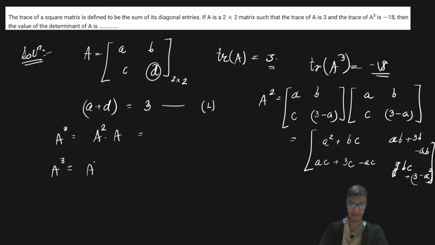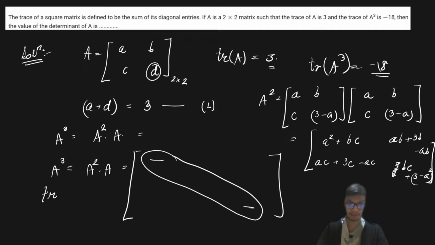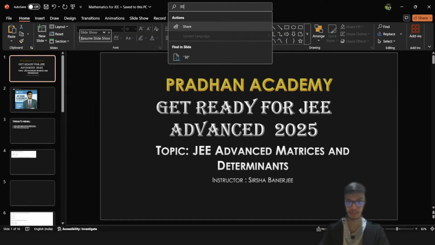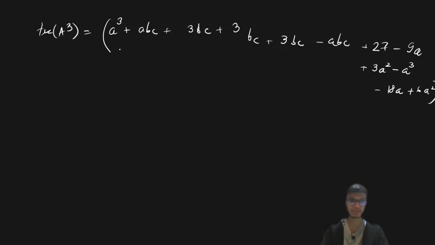And then from this result you have to find out our A cube. So A cube will be A square into A, and we need to be concerned only with the trace, right? The diagonal elements are the only elements we need to be concerned about, and the trace of A cube is equal to minus 18, right? So the trace of A cube will come out as A cube plus ABC plus 3 times BC, another 3 times BC will be coming up here, plus 3 times BC, and then minus ABC plus 27 minus 9A plus 3 times A square minus A cube minus 18A plus 6A square, right? That's a big expression that you're going to have over here.